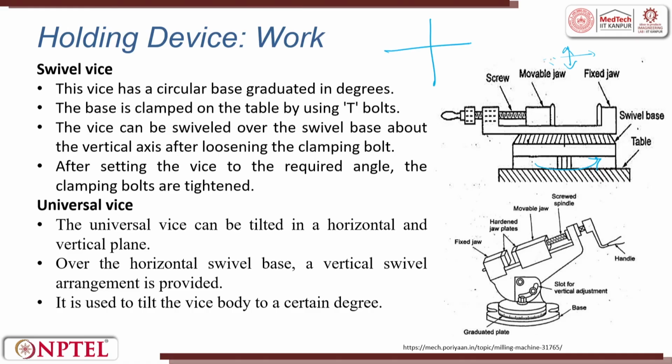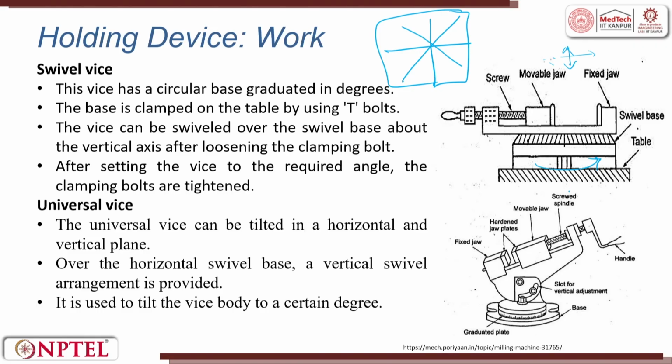So, what is the freedom? Suppose you want to make slots like this, it is possible. You want to make slots like this, that is also possible. All these things happen in one plane. In one plane you cut. But there is also a possibility that you can tilt it like this, and like this. That is called the universal vise. Here this option is also given to the vise such that you can get the taper also. So, swivel vise and universal vise.